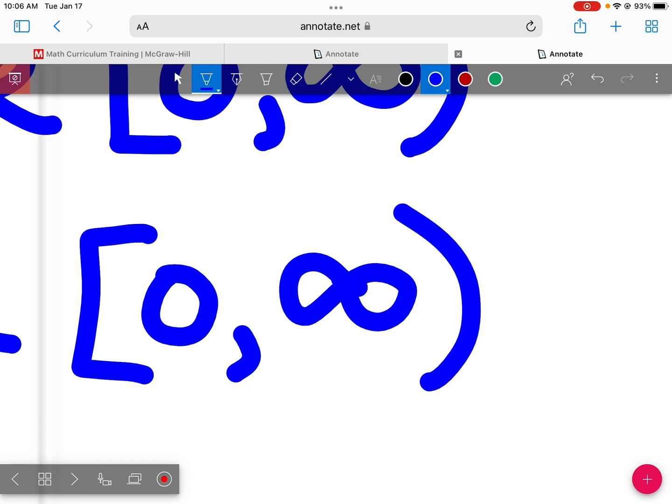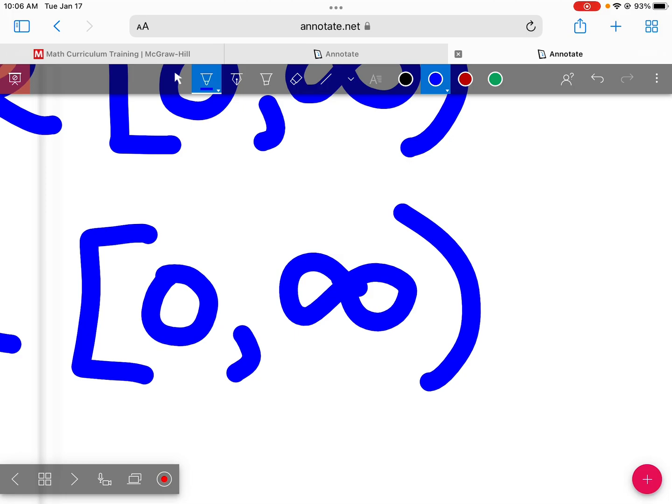transformation of this, something that has a similar shape to the parent. It's still a square root function, but it has been transformed from the parent. We're looking at example number 2 now, which is still on page 323. I'm going to skip example number 1, and we're going to go right to example number 2.